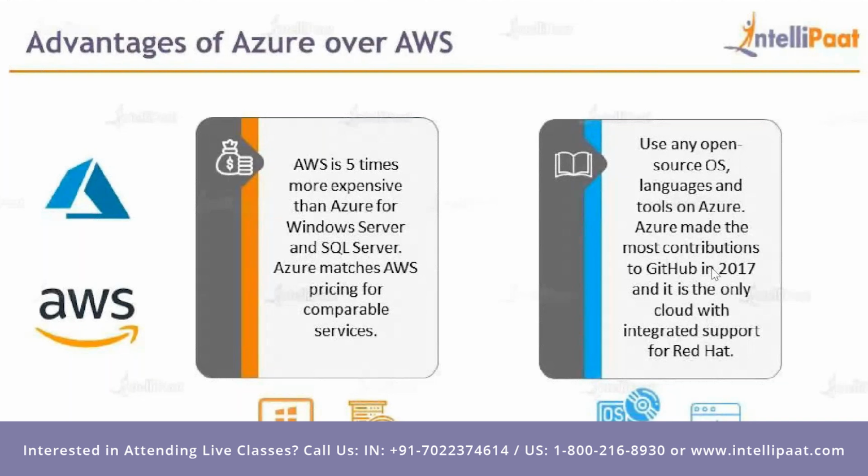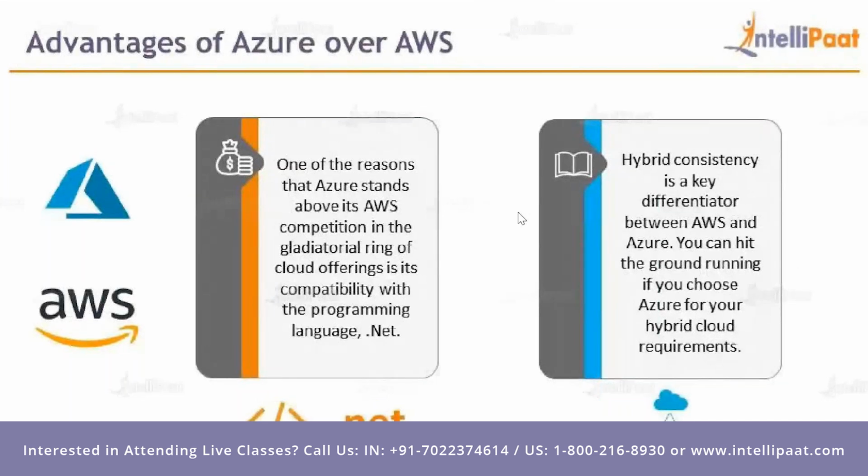So one of the other reasons that Azure stands above the AWS competition in the gladiator ring of cloud offerings is its compatibility with the programming language .NET. So .NET is one of the programming languages through which we can code in Azure. And so someone knowing .NET can very easily develop web apps or other kinds of applications in Azure. And since hybrid cloud is something which is now majorly going on, hybrid consistency is a key differentiator between AWS and Azure. So you can hit the ground running if you choose Azure for hybrid cloud requirements.